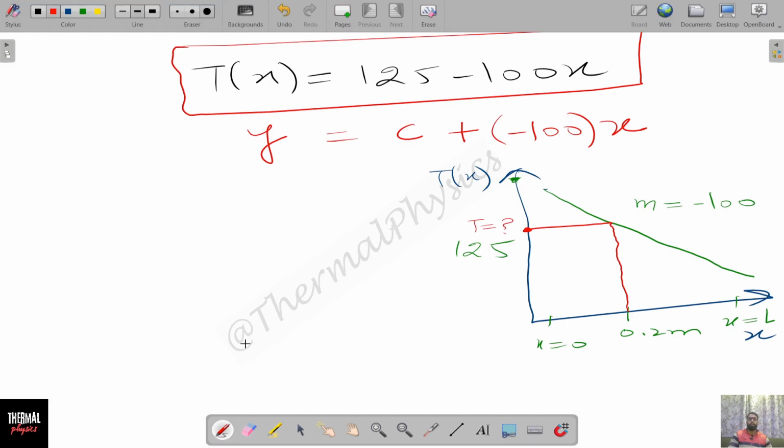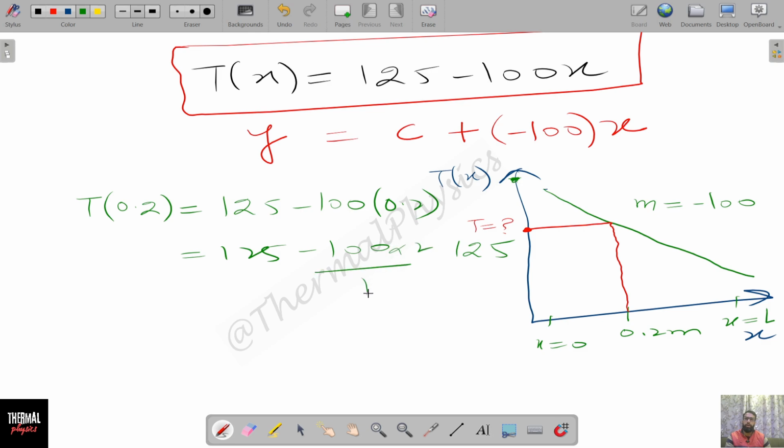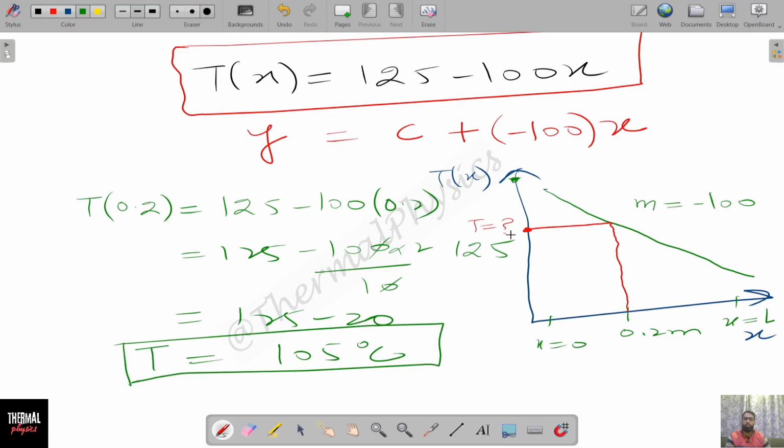So this was our analytical solution. Let us put x equal to 0.2 and find our solution using this analytical value. So 0.2, it will be 125 minus 100 times 0.2. 125 minus 100, it will be 2 by 10. So it will be 125 minus 20, so it will be 105 degrees Celsius temperature at this location, 105 degrees Celsius.